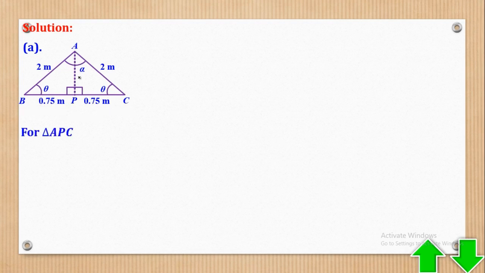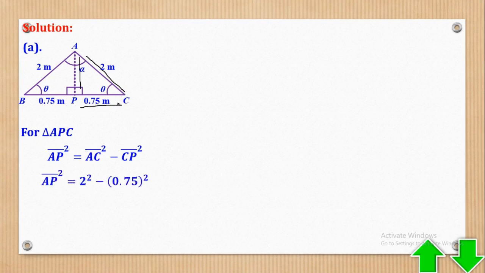So by Pythagoras theorem, for triangle APC, you realize that AP squared is equal to the hypotenuse, which is AC squared, minus CP squared. So when I substitute, I'll come up with AP squared being equal to 2 squared minus 0.75 squared. Therefore, AP is equal to the square root of 3.4375 to come up with 1.85 meters. So that was AP.